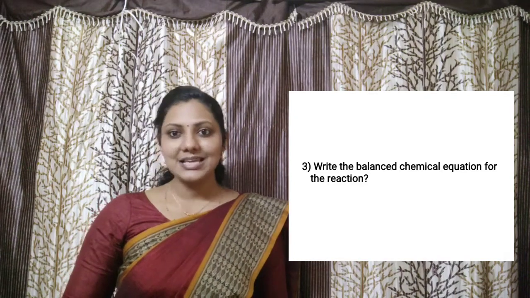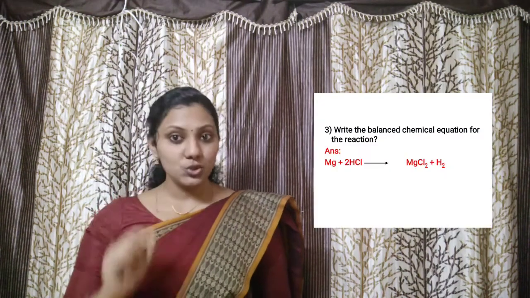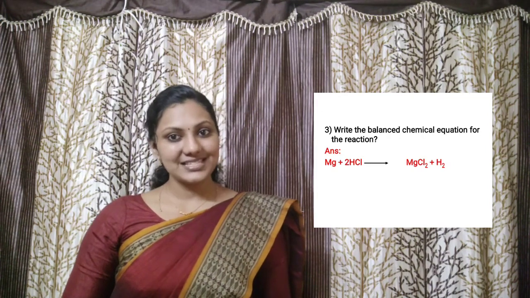Write the balanced chemical equation for this reaction. So what are the reactants used in this reaction? Magnesium and hydrochloric acid. So what are the products obtained during this reaction? Yes, magnesium chloride and hydrogen gas, isn't it? Very good. So how can we write the balanced chemical equation? Yes, Mg plus 2HCl gives MgCl2 plus H2, isn't it? Very good. So what is the next question?